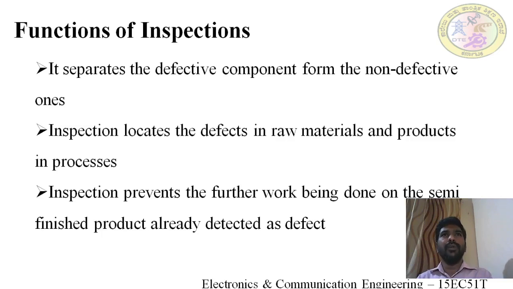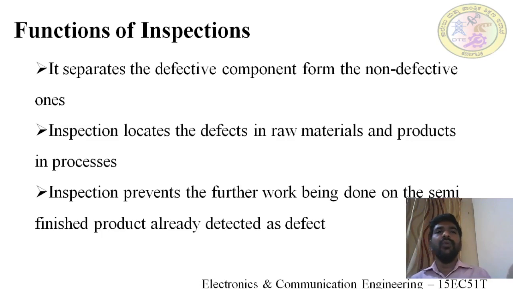Inspection locates the defects in the raw material. Raw material means the materials used in a production process. You need to find out whether the raw material is of proper quality, whether it meets all the specification standards. Then you can say it is a good raw material. Otherwise, you will find any mistakes in the raw material itself.